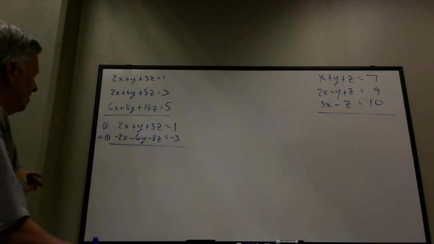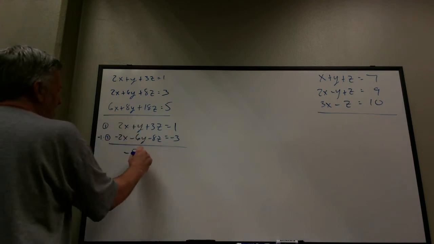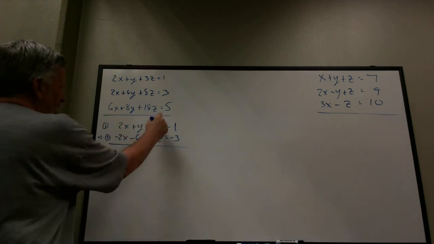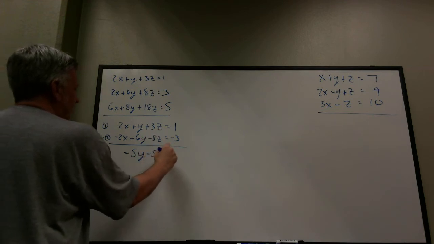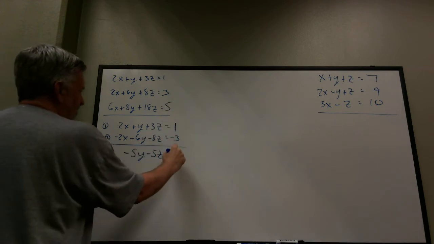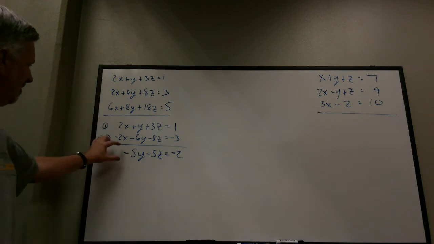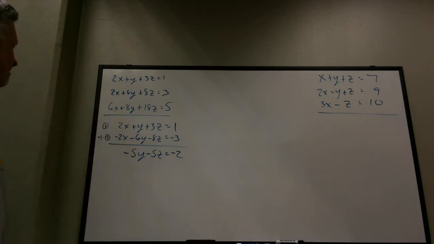So 2x minus 2x is 0. Y minus 6y is minus 5y. 3z minus 8z is minus 5z. And 1 minus 3 is negative 2. Okay? So now I have an equation. I've eliminated x.